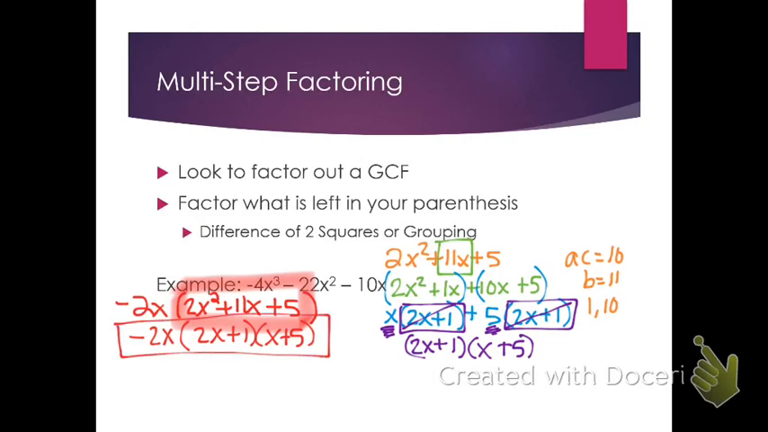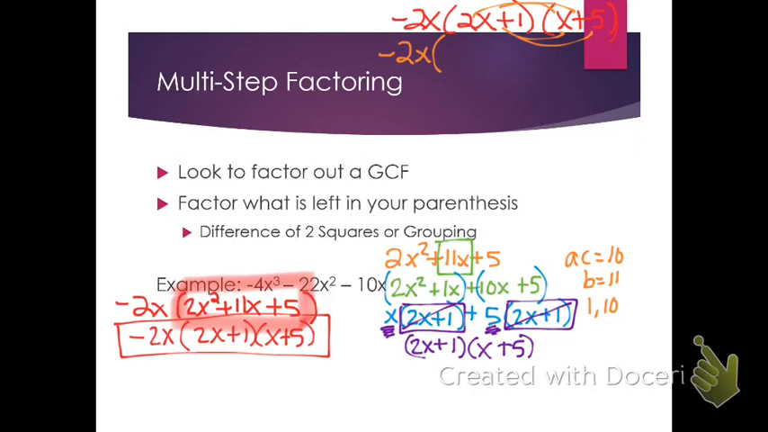Remember, I can do a quick check by distributing everything and making sure I end up with the original problem. So if I go back to my answer, first I distribute the two binomials. I'm not going to do anything with the negative 2x yet. I'm just going to let that hang out front there for a moment.